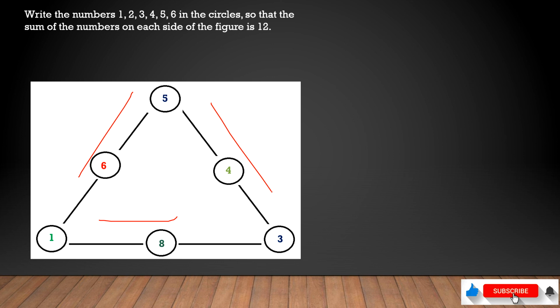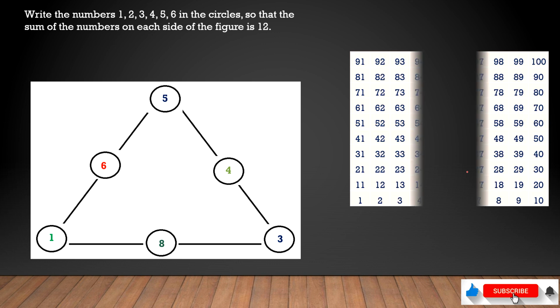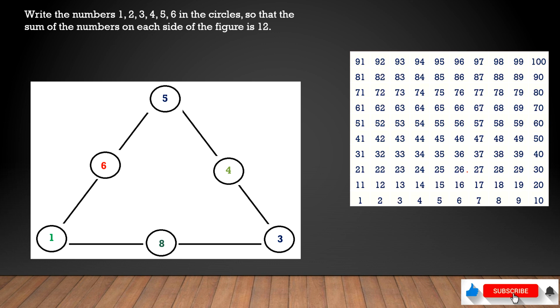You can fill with different numbers, and still you can get 12. So this is an interesting exercise. Now here we end our video.